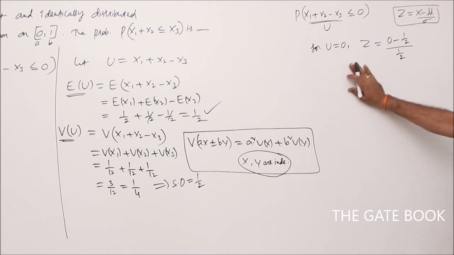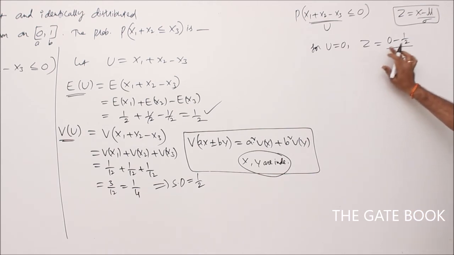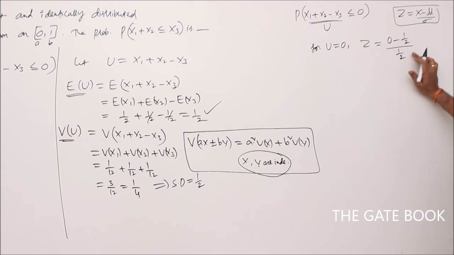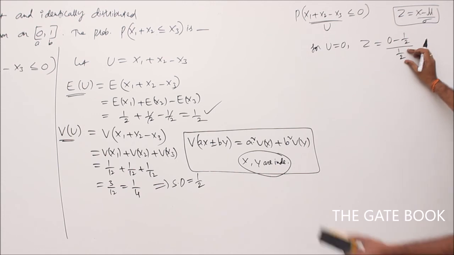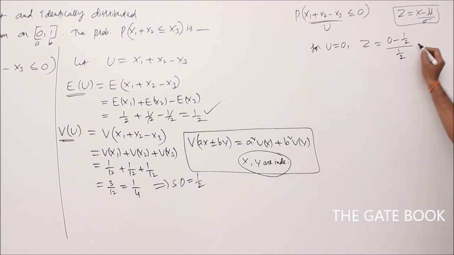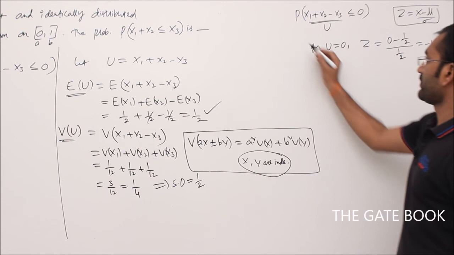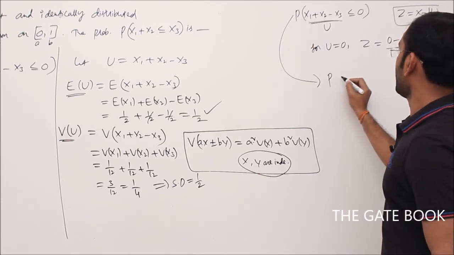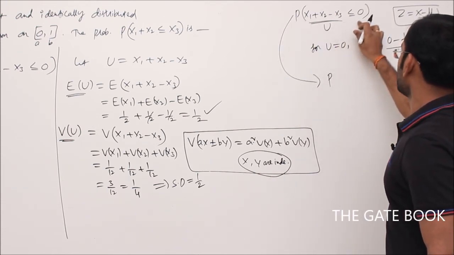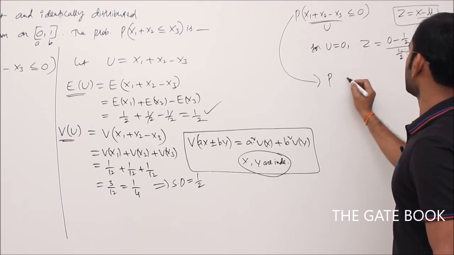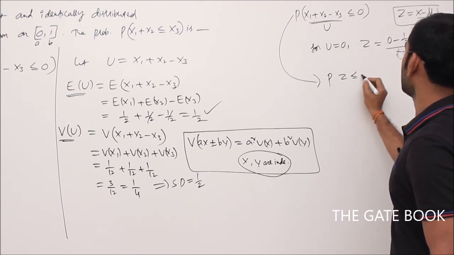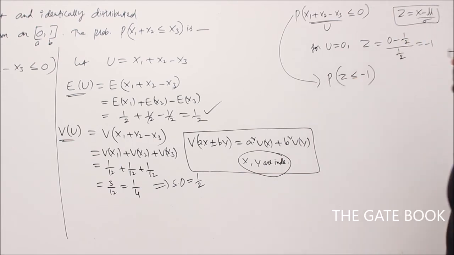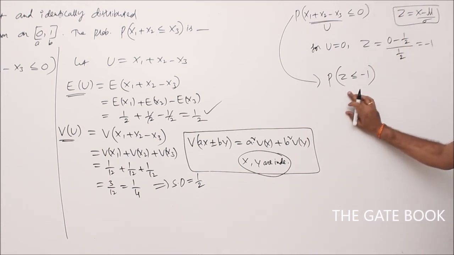So for u0, the corresponding z value is 0 minus 1 by 2, divided by 1 by 2. This 1 by 2 is the mean of u, and this 1 by 2 is the standard deviation of u. So we get this value as minus 1. Therefore, I can write P of u less than or equal to 0 is the same as P of z less than or equal to -1. So for u0 we got z value -1, which is equivalent to P of z less than or equal to -1.